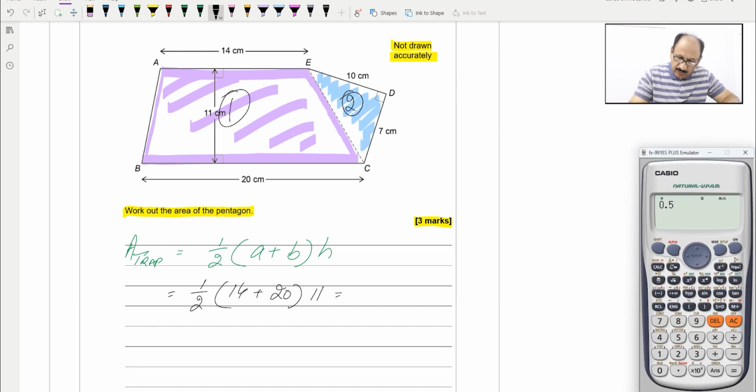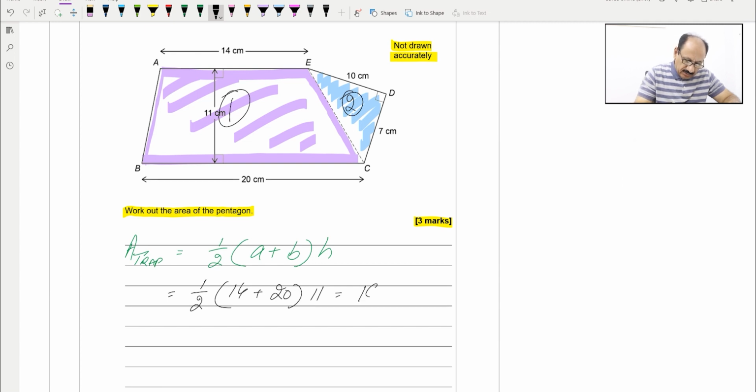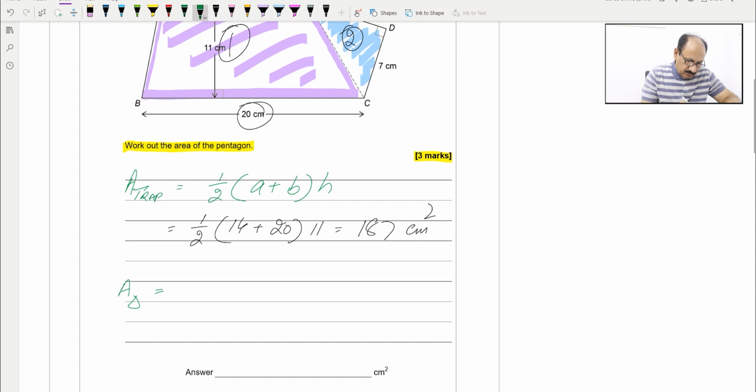So 0.5 into (14 plus 20) multiplied by 11 results in 187. If we check the units, which is centimeters, it will be centimeters square for area. Now the second shape is the triangle, so we can write the formula for the area of a triangle. It is always better to write the formula, because even if you make a mistake in substituting values, you will still get a mark for writing the formula properly.